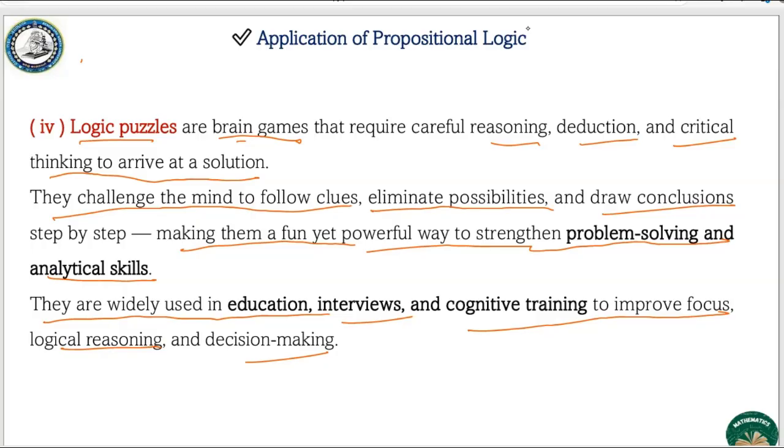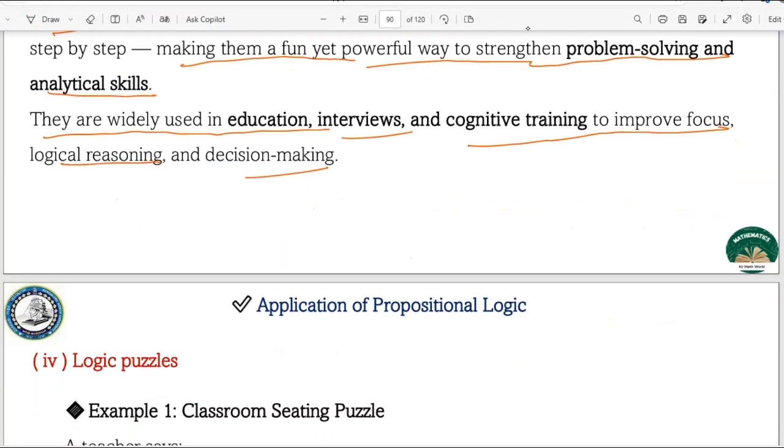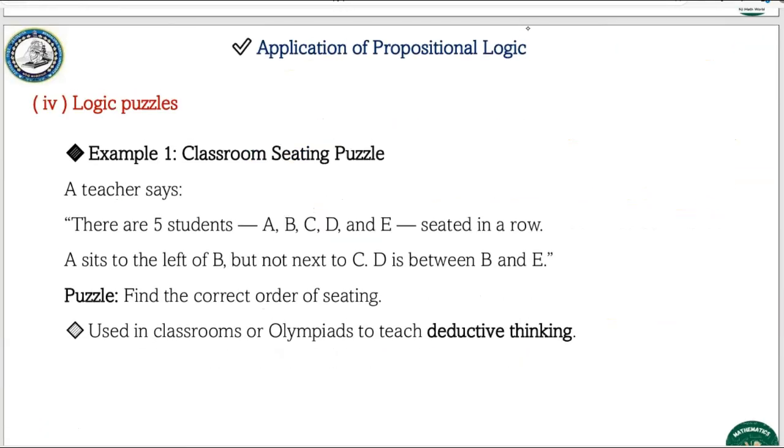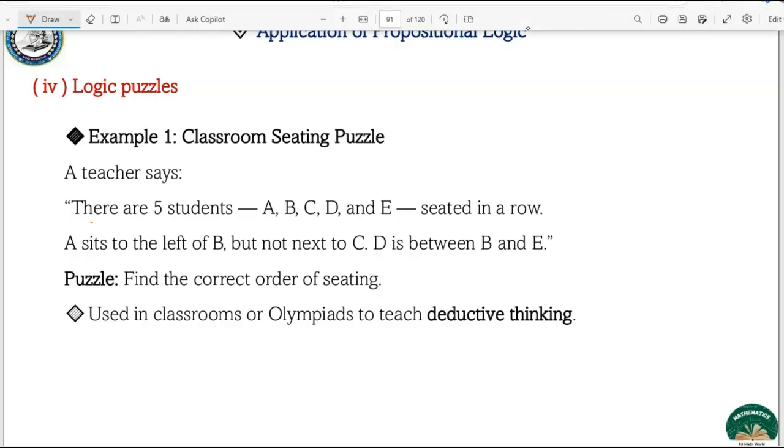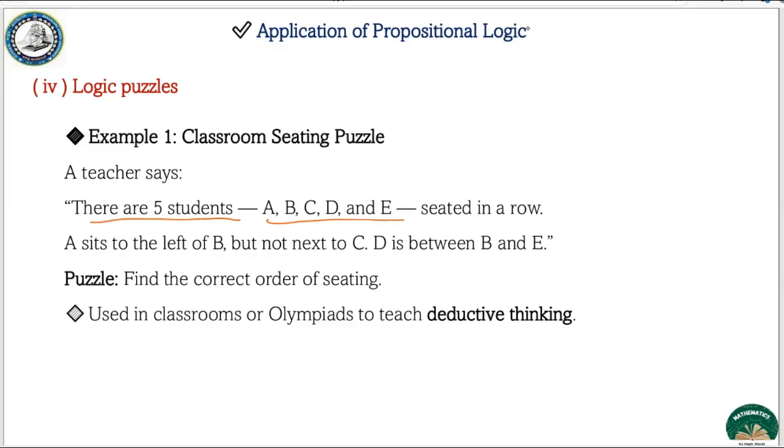So this is what a logical puzzle is, and some examples of how they are created. For example, we can see a classroom sitting puzzle. We have to arrange the students sitting in the class. There are five students, A, B, C, D, E, sitting in a row.